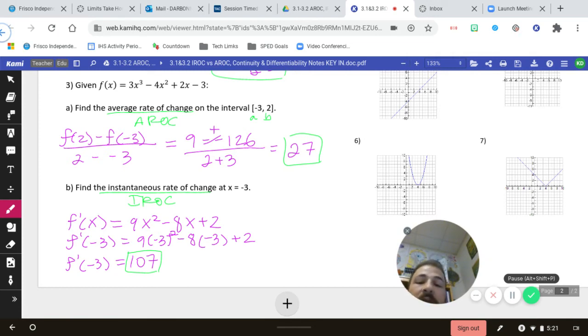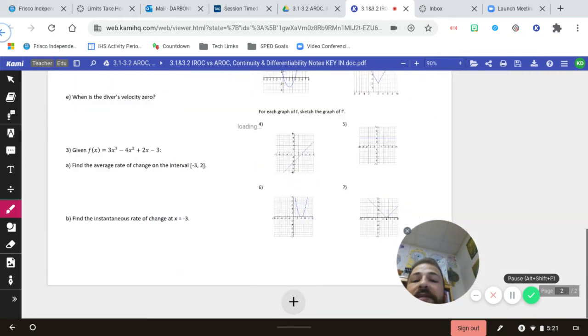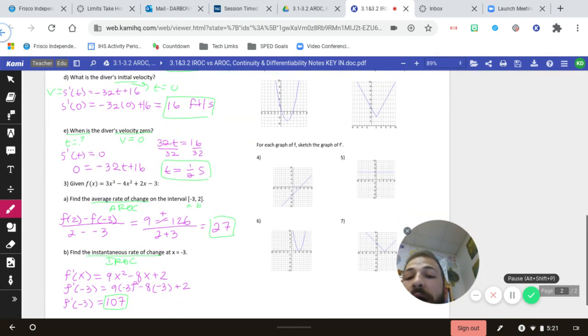We get 107. Now, one thing I want you to notice about 3 that's different from 1 and 2: I didn't have any units. That's because this was just a function I told you to find AROC and IROC. I didn't give you any units or any real world situation to work with. So if it's a real world situation, make sure you're looking for units. If it's just a regular situation, you don't have to worry about units.